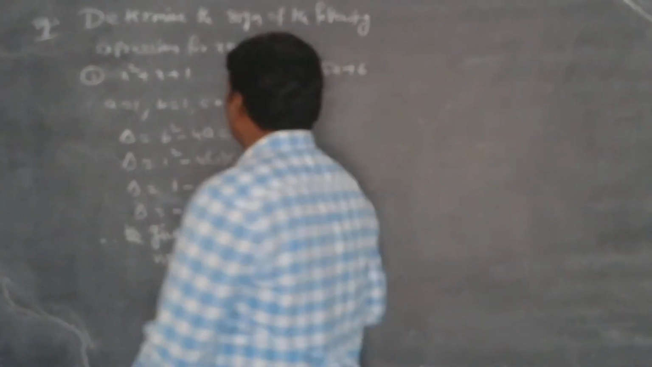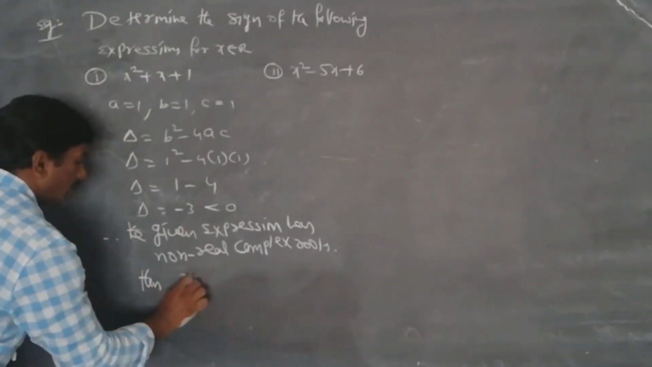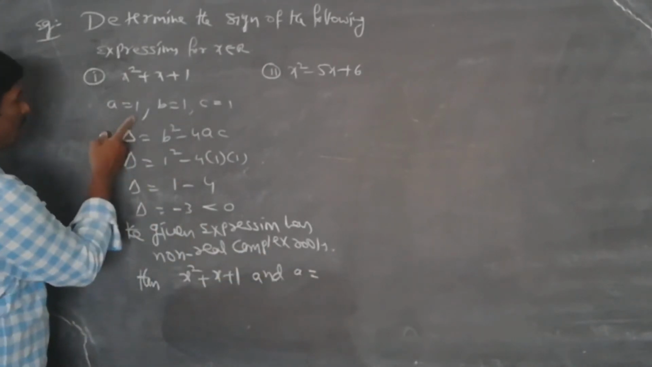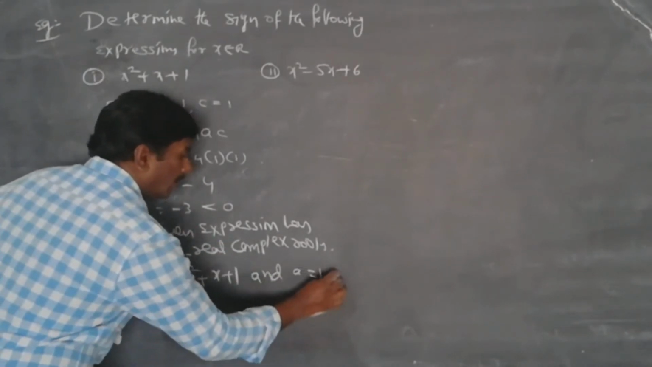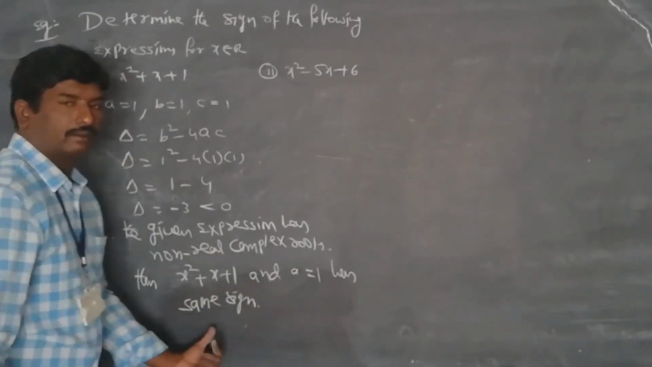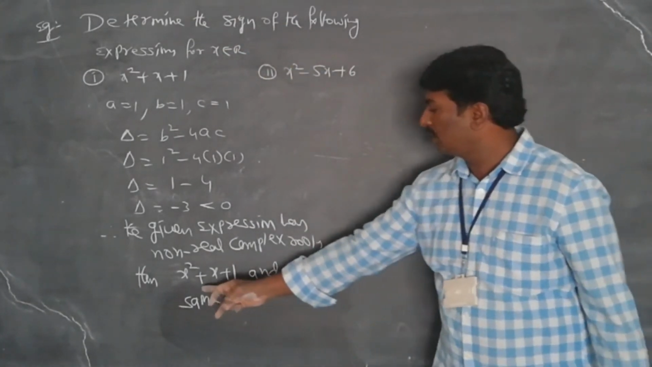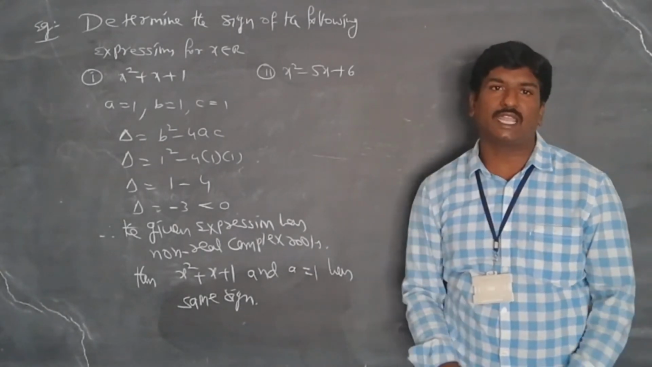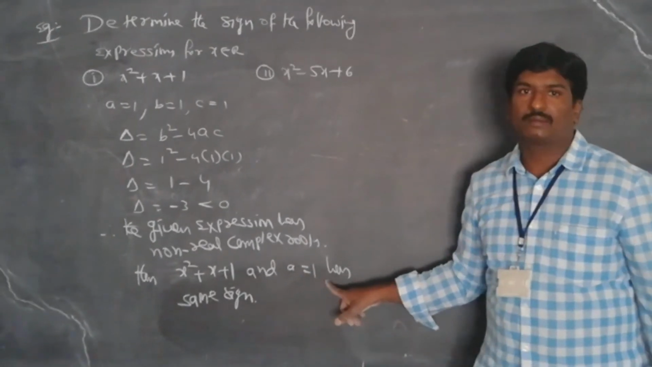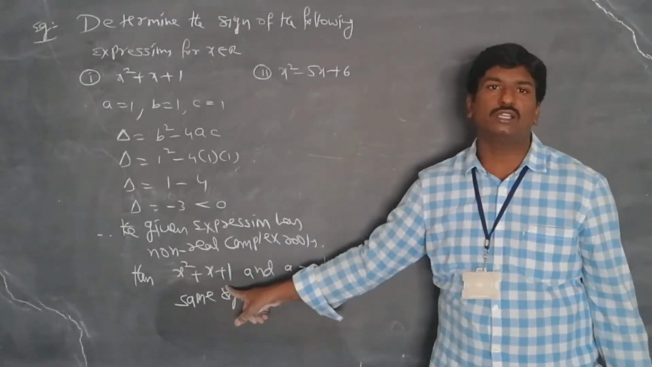So what is the given expression here? x square plus x plus 1, and a is equal to what? a means the x square coefficient, that is 1, has the same sign. Here you have to determine the sign. So the expression and a equal to 1 have the same sign. So which sign does it have, a positive sign or negative sign? Here a is equal to 1, positive. So by this condition, this expression is also positive.